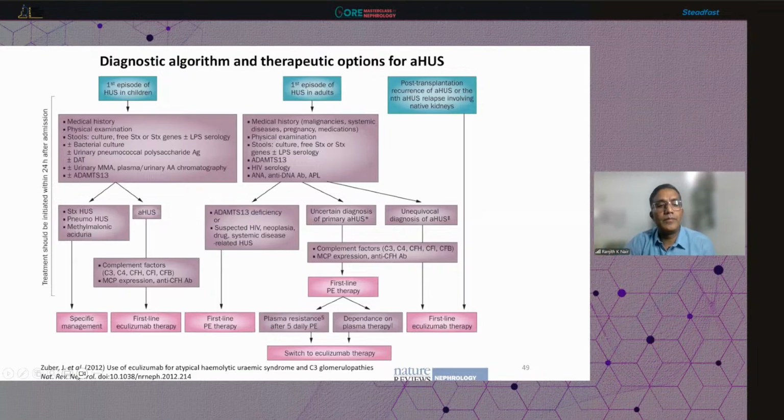This is again from Nature Reviews on use of eculizumab, where it clearly says the first episode of HUS in children, if it is Shiga toxin, pneumococci, or methylmalonic acid, consider specific management. If you've got atypical HUS, where there are clearly defined complement activation or inactivation, or MCP expression or anti-CFH antibody, the first line should be eculizumab. Unfortunately, by the time you get these diagnoses, these investigations done in our country, it's already 4 or 5 days.